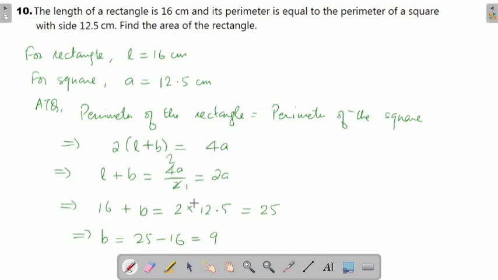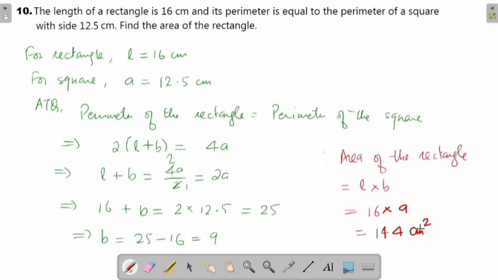Now we got the values of L and B. You need to find the area of the rectangle. So therefore, the area of the rectangle, the formula is L into B, right? What is L? L is 16, and what is breadth? Breadth is 9. So let's multiply. 6 9s are 54. 9 1s are 9 plus 5 is 14. So that's why your answer turns out to be 144 centimeter square. So this is the area of the rectangle.